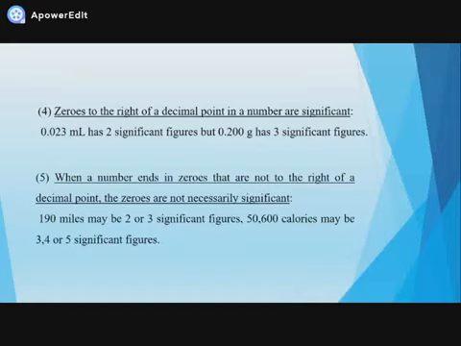The last rule is number 5. When a number ends in zeros that are not to the right of a decimal point, the zeros are not necessarily significant. For example, 190 miles may be 2 or 3 significant figures, and 50,600 calories may be 3, 4 or 5 significant figures.